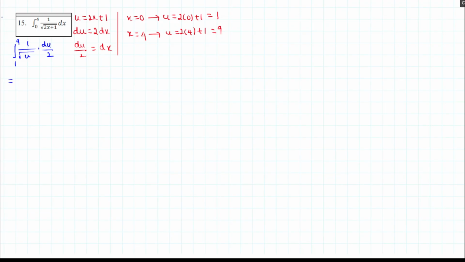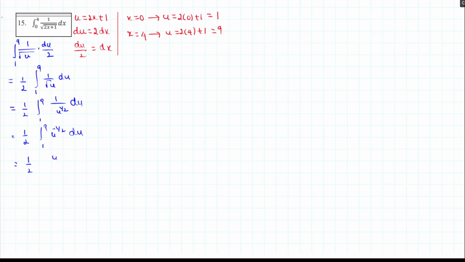So you can factor out the 1 half, integral 1 to 9 of 1 over root u du. So this is the 1 half integral 1 to 9 of 1 over u power 1 half du. That is the 1 half, and this is the integral 1 to 9 of u power negative 1 half du. You can see the integration of u power negative 1 half is u power negative 1 half plus 1, which is u power 1 half, that is root u, over 1 half, that is 2 root u.